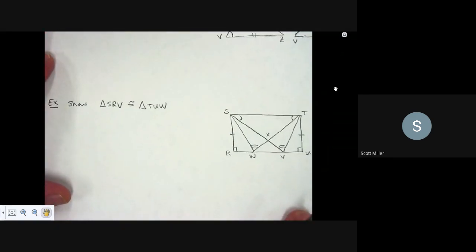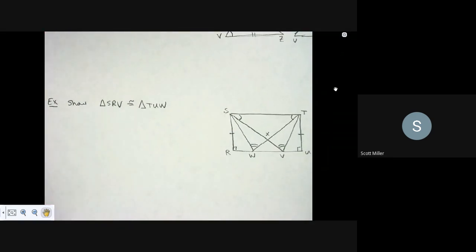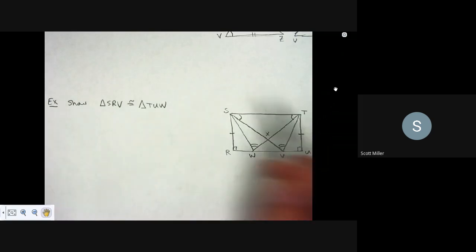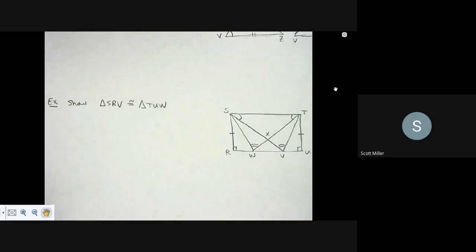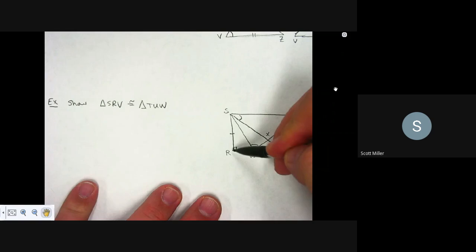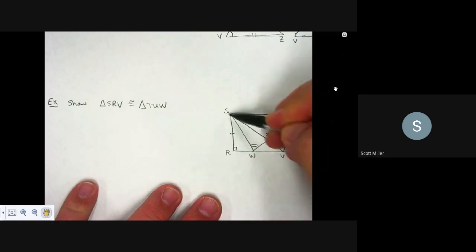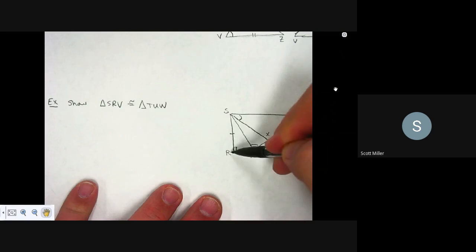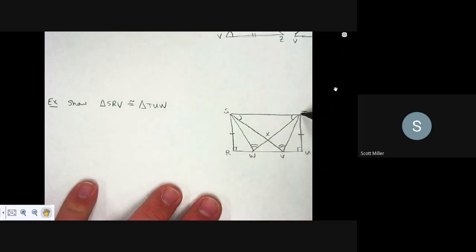Here's the last one. Show that those two triangles are congruent. So there's a lot of stuff in here. It gets kind of busy. That's what I was talking about. It gets kind of busy, so it's kind of hard to tell. So the first thing you do is identify the two triangles you're trying to show. SRV. This big one right here. PUW. That's that one right there.